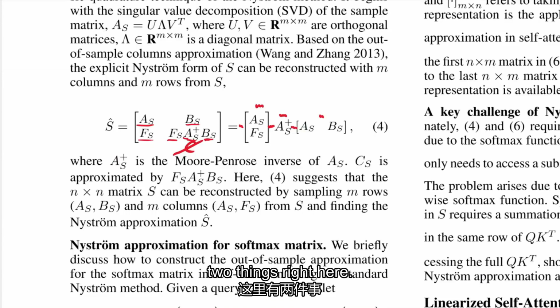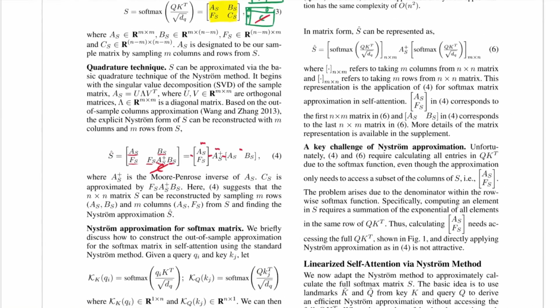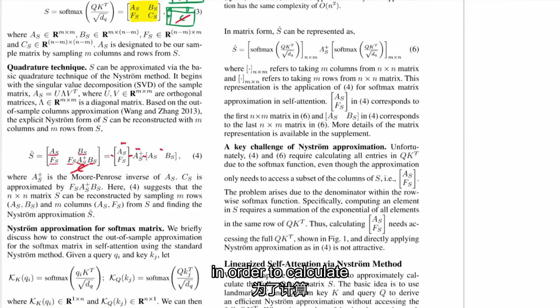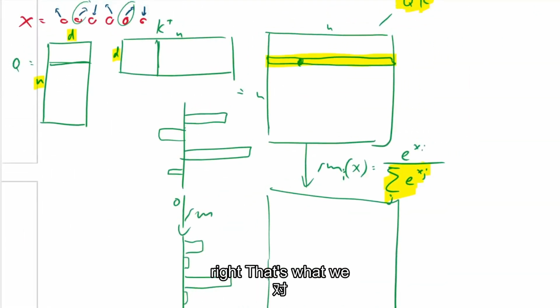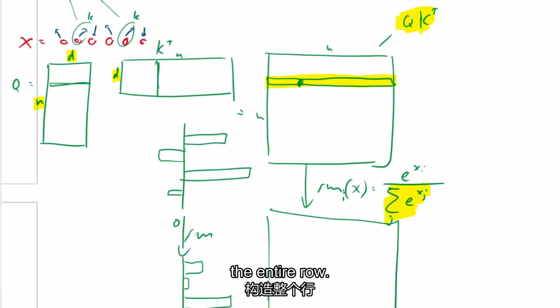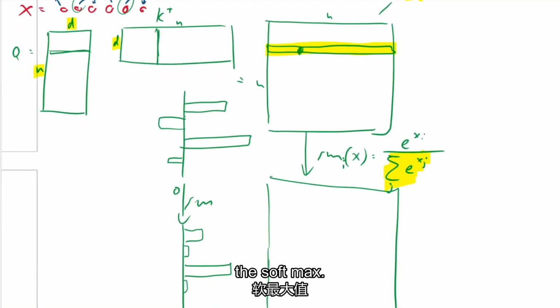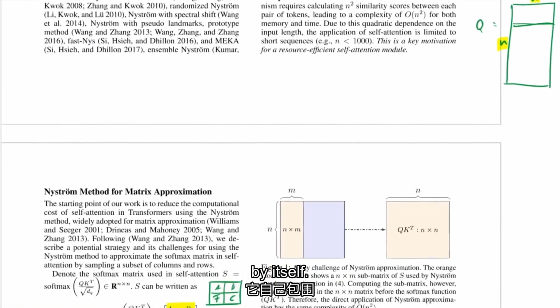So there are two things right here. We'll go into why this might work in a second. The first thing is that I have just said that you can do all kinds of linear algebra tricks. However, in order to calculate the softmax, you need to construct the full matrix, right? That's what we said. You need to construct the n by n in order to calculate. Actually, you just need to construct the entire row, but still, you need the full thing in order to calculate the softmax. This linear algebra trick won't get us around it by itself.